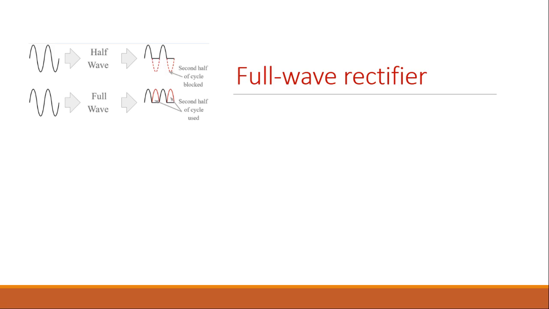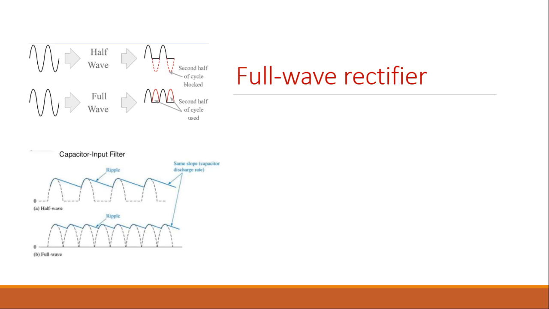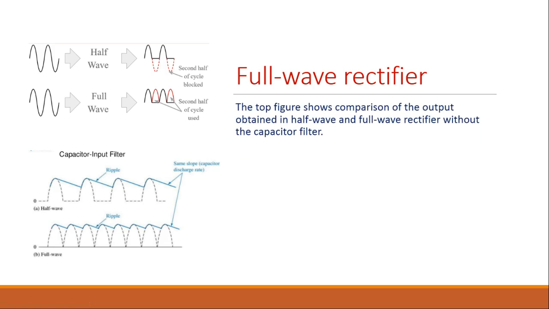Here we have a comparison of the outputs obtained in the half wave rectifier and full wave rectifier circuit, and in the lower diagram we have the comparison when the capacitor input filter is used. So, in the upper diagram you can see that only the positive half cycles of the AC input voltage are obtained as output voltage in the half wave rectifier, whereas the negative half cycles of the AC input voltage are suppressed, whereas in full wave rectifier both the half cycles are converted to the output voltage. Therefore, it is known as full wave rectifier.